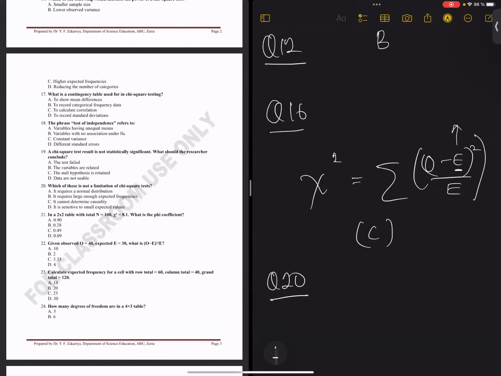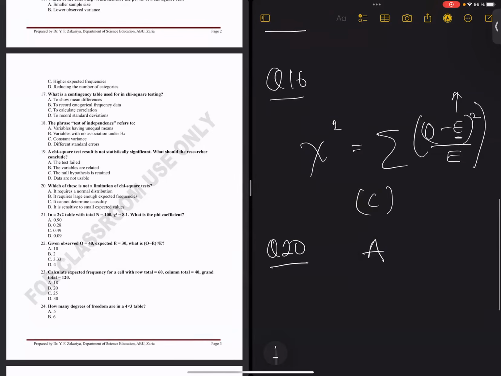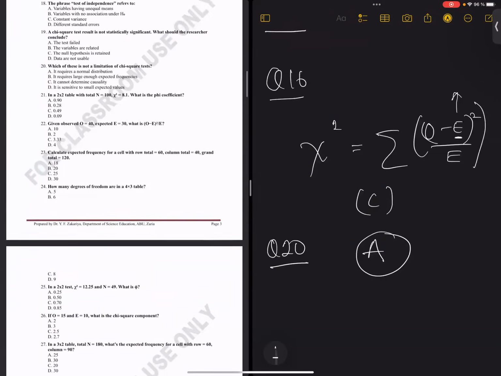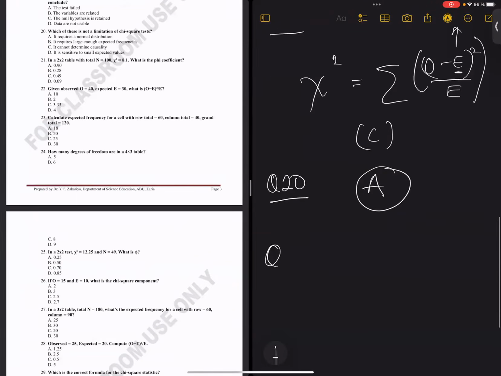The answer must be A, because chi-square does not require a normal distribution of your data set. Remember, normal distribution is peculiar to parametric tests. So requiring a normal distribution is not a limitation of the chi-square test. So the answer is option A. All right, we go to the next question.